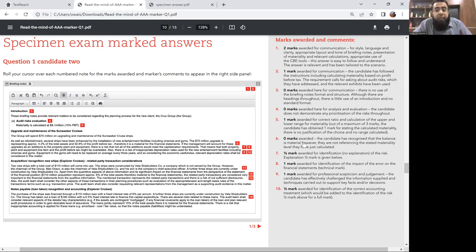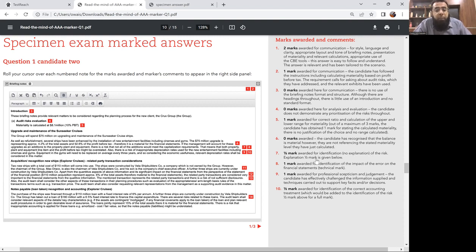Comment number 6. 0 marks. The candidate has recognized that the balance is material. However, they are not referring to the stated materiality level they have just calculated. Like he's calculating the materiality levels again here. He's not referring to the materiality which he himself calculated. Okay. Then half mark awarded for identification of the risk.